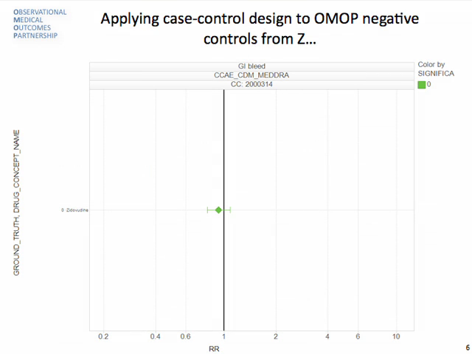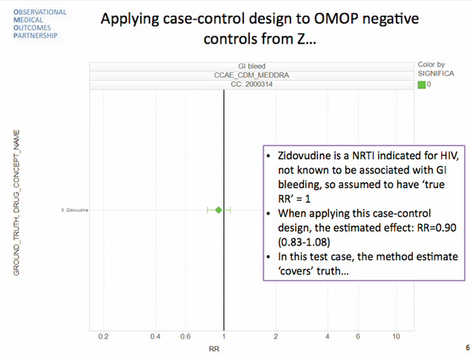Okay, so let's build this up. We're going to apply that case control study from Epidemiology et al. that was applied for clopidogrel and GI bleed, applied to the CCAE database. But first we're going to look at what happens when we apply it to the real negative controls in the real database. And we're going to build this up starting with zidovudine.